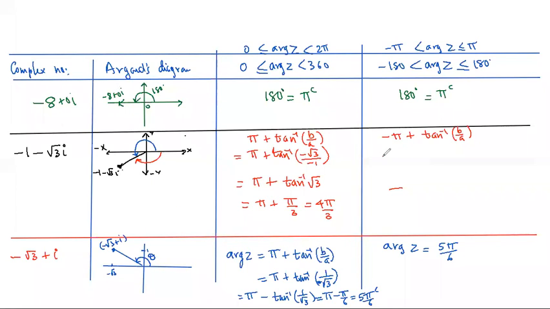Whereas this way it will be minus pi plus tan inverse b by a, same thing. So minus pi plus tan inverse √3, that is minus pi plus pi by 3, that is minus 2 pi by 3. Look at the angle, it's negative, because measurement is done this way. Both the answers are perfectly okay.